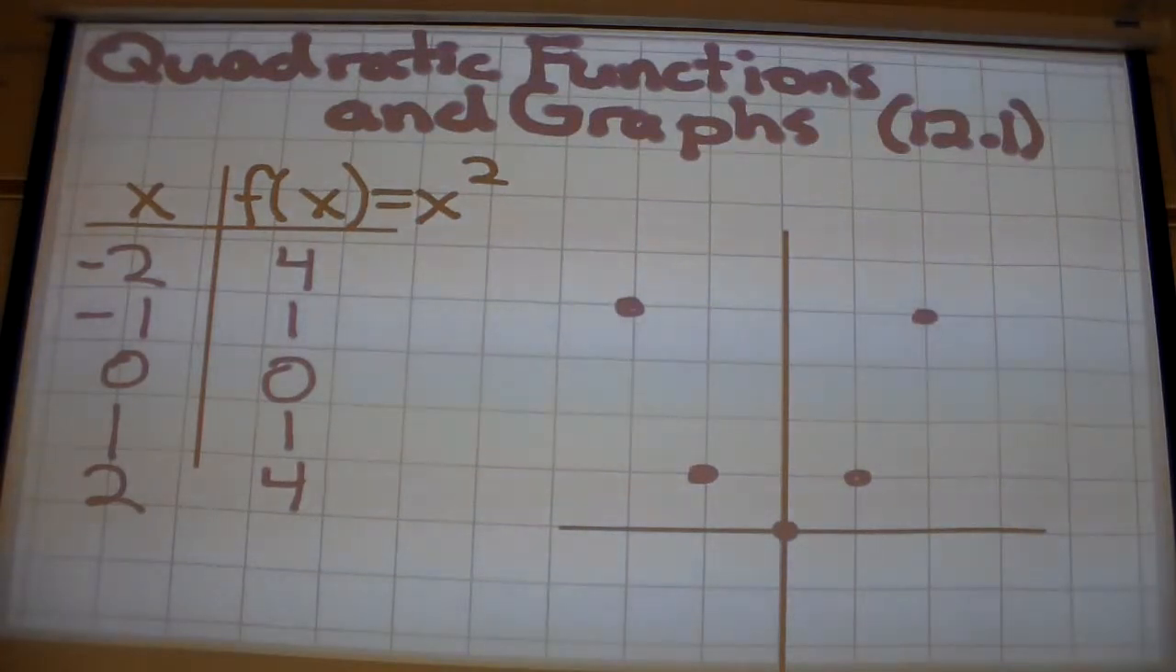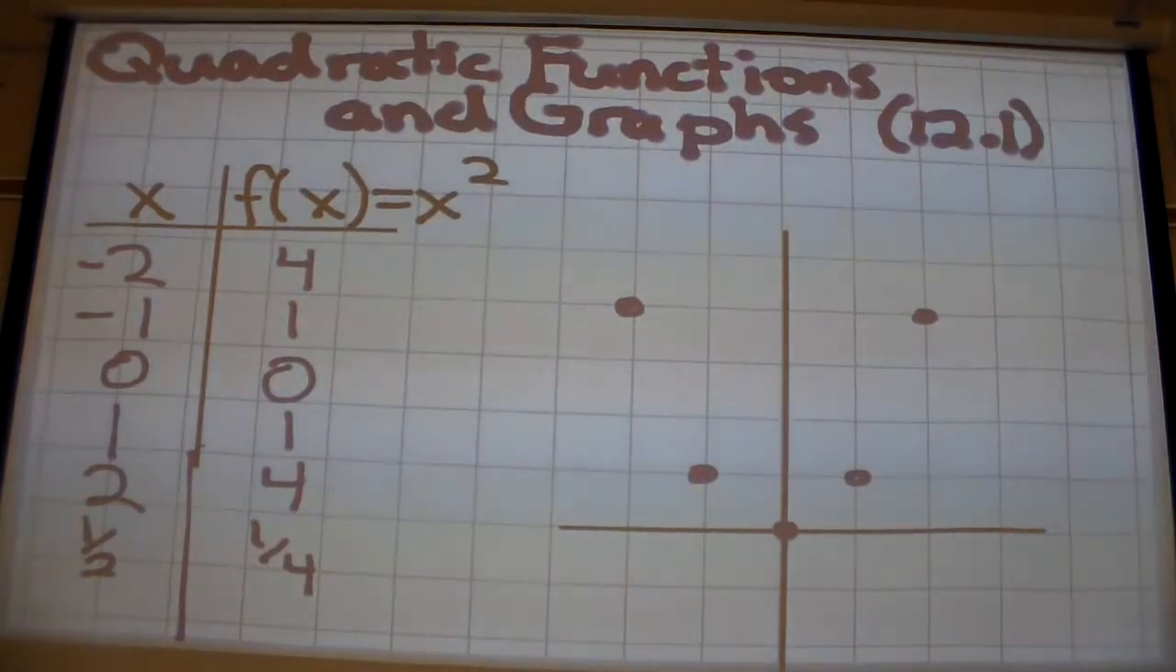Now, sometimes we see values like 1/2. Just to make sure we're paying attention, what is 1/2 squared? 1/4. Yes, it is 1/4. It is not 1. That would be 1/2 plus 1/2. It should be 1/4, which we could even plot if we went over 1/2 and up 1/4. That would be about right there.